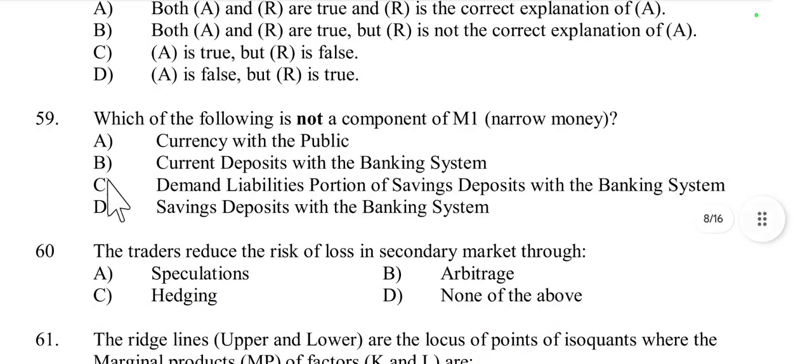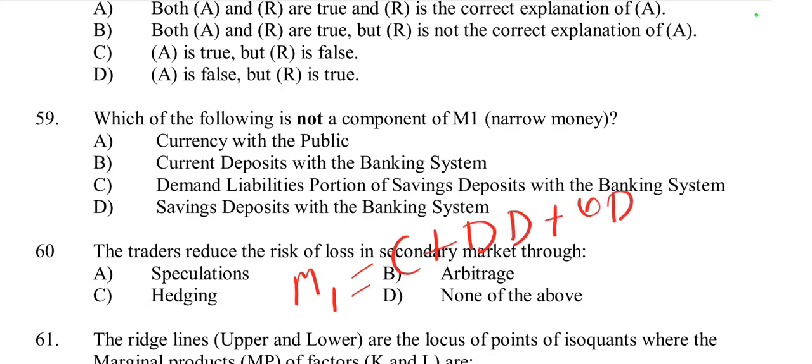Then question number 59, which of the following is not a component of M1 or narrow money? M1 is narrow money and M2, M3, M4 are called broad money. So which is not a component of M1? We know M1 is equal to C plus DD plus OD. C means currency held with public, demand deposits with the banking system and other deposits.